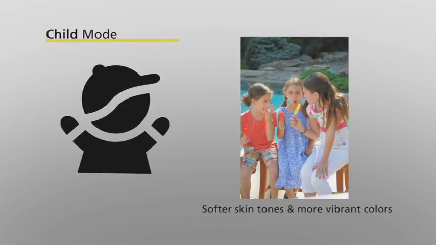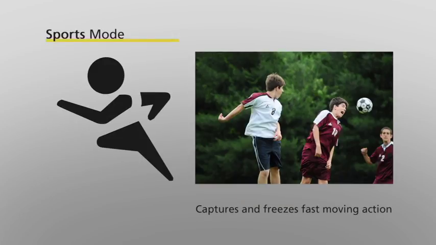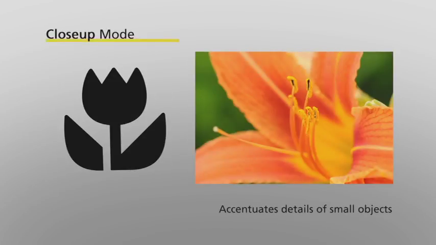Child mode is tailored for soft skin tones and vivid clothing and background colors. The sports mode freezes motion so you can capture athletes in action. The close-up mode is designed to give you detailed shots of flowers, insects, and other small objects.